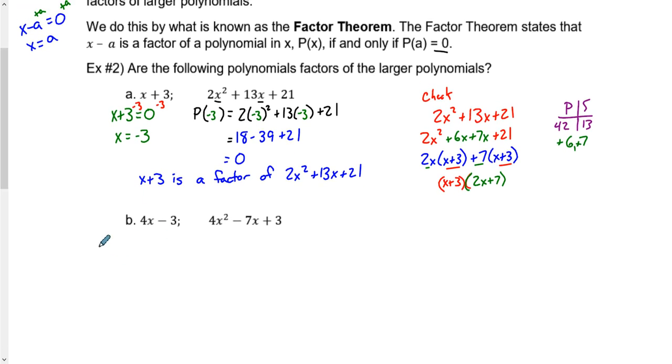So for 4x minus 3, we're going to follow the exact same kind of thing. And the reason I have this one is because, well, you'll see it in just a second. We add the 3. 4x equals 3. Divide by 4. So x equals 3/4. We have a fraction. Let's plug a fraction in.